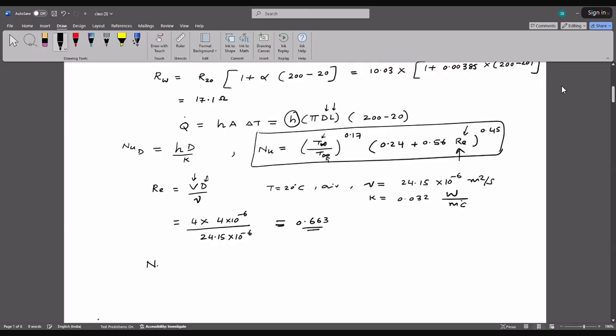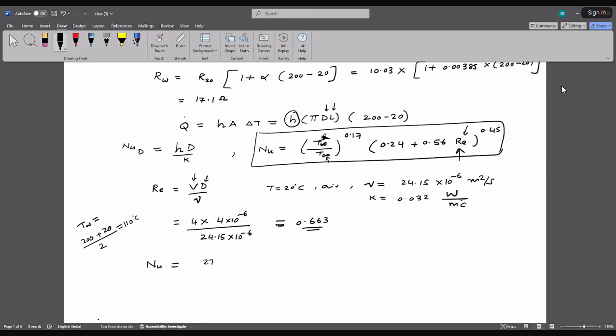So now the Nusselt number will be the temperature of the wire. Now this wire is at 200 degrees centigrade. Ambient is at 20 degrees centigrade. So see, TW here is not strictly the temperature of the wire, it is the mean of the temperature of the wire and ambient. So this is 110 degrees centigrade. TW is the mean of the wire temperature and the ambient temperature.